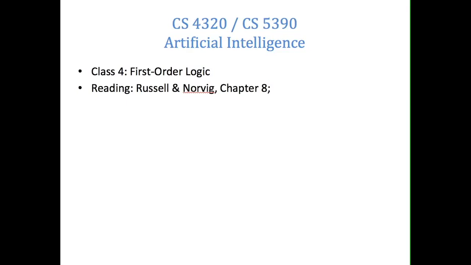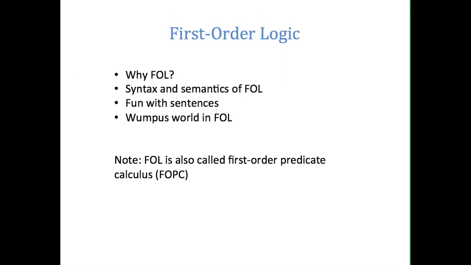Welcome to the lecture for Class 4 in Artificial Intelligence. This covers the reading in the Russell and Norvig text, Chapter 8. We're going to be talking about first-order logic. We'll look at why we're going to use first-order logic, at the syntax and semantics of first-order logic, and we'll try out some sentences in first-order logic, and look at representing the Wumpus world in first-order logic.